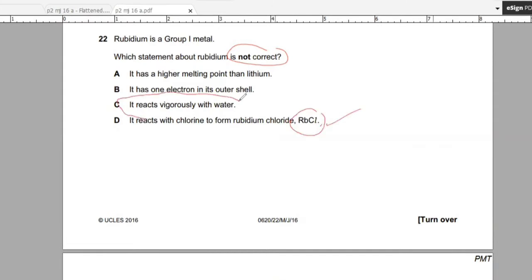And it is a reactive element in the first group. When you go down the group, the reactivity increases. If you react it with water, obviously it reacts vigorously. And rubidium has one electron in the outer shell. This is also a correct statement. The wrong statement is actually that it has a higher melting point than lithium. Okay, this is not correct. Lithium actually has the higher melting point. Clear? So the answer is actually A.